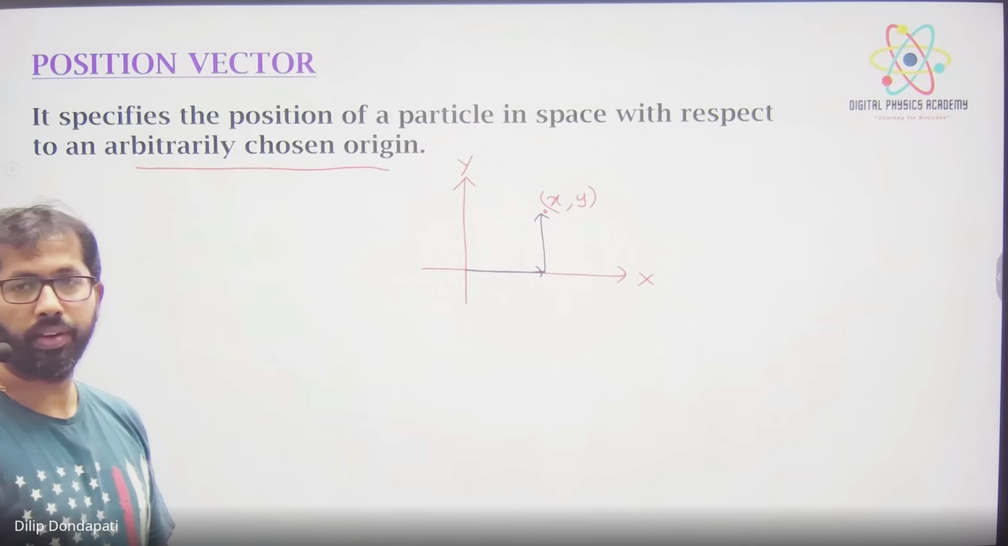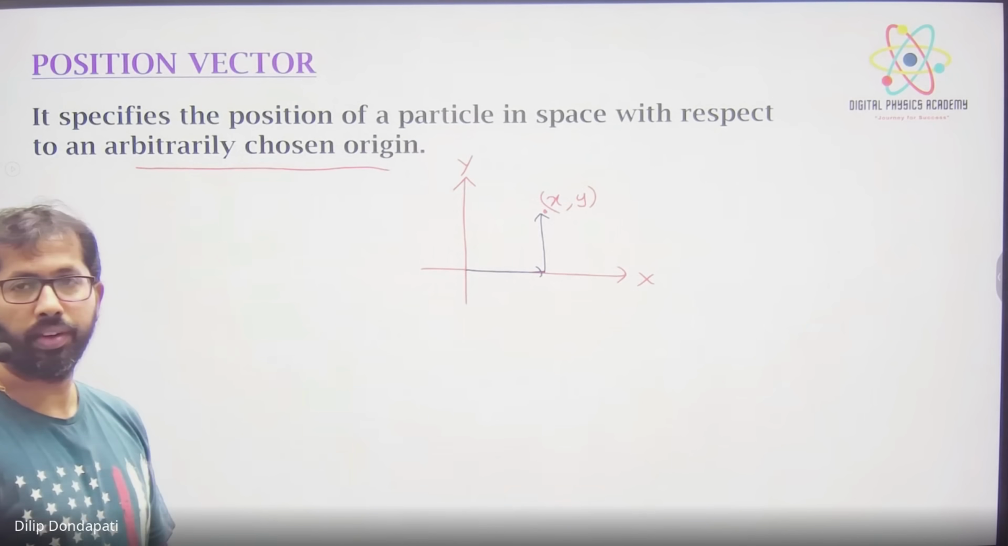Next, now we'll talk about the displacement vector. The name itself indicates that a displacement vector is a vector joining the initial position to the final position. So where is the initial position, where is the final position? If I join them, that vector is nothing but the displacement vector. This is the y direction, x direction. Suppose you have a point A, x1, y1, and a point B.